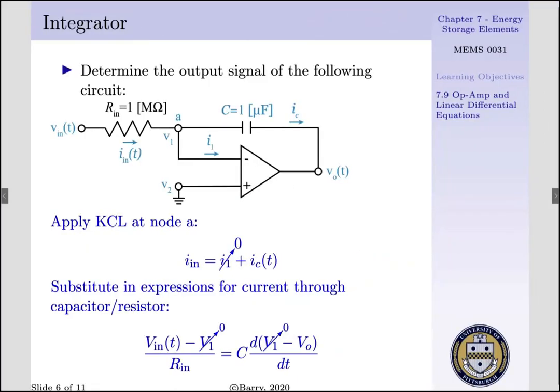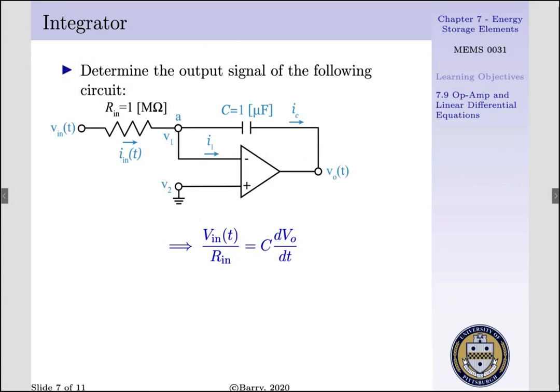If we substitute in our expressions for current through a capacitor and resistor, we see Iin is going to be Vin as a function of time less V1, where V1 is equal to V2 and V2 is equal to 0, per our input resistance. And our current running through a capacitor is our capacitance times the change of our voltage with respect to time. Our change of voltage would be V1 minus Vout.